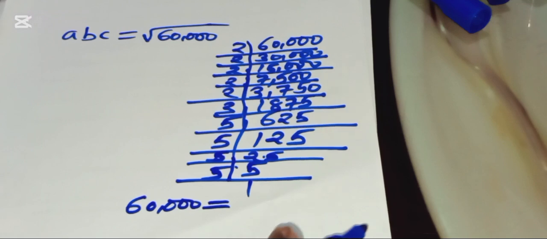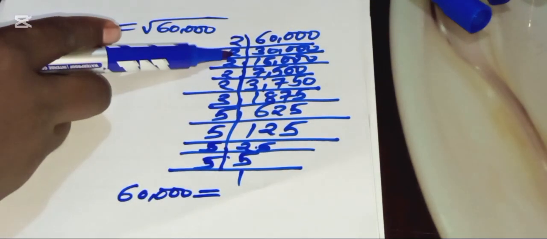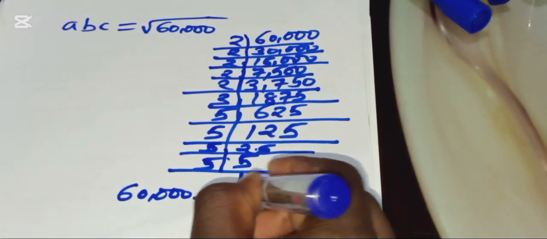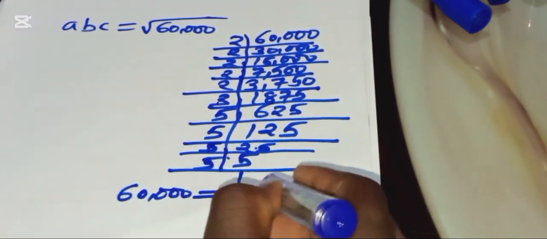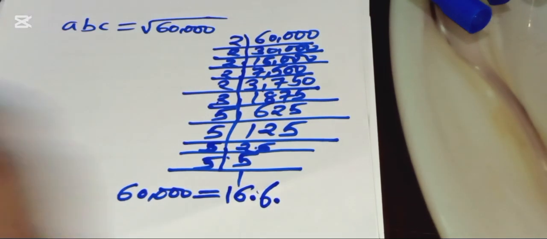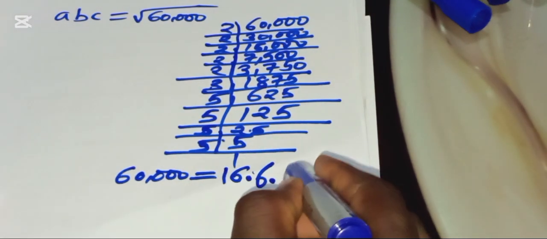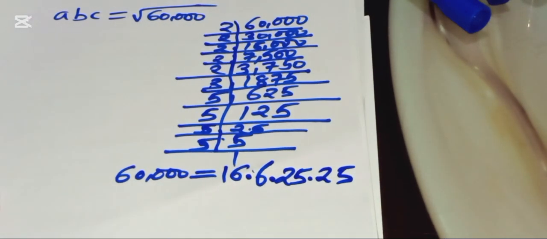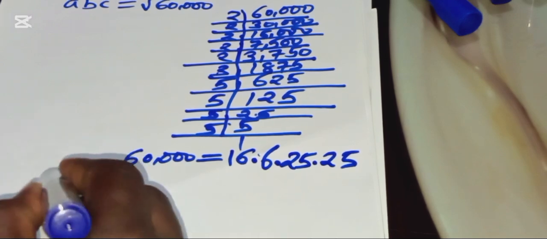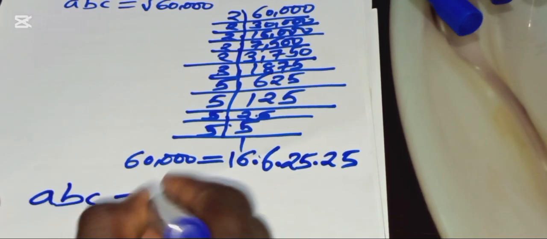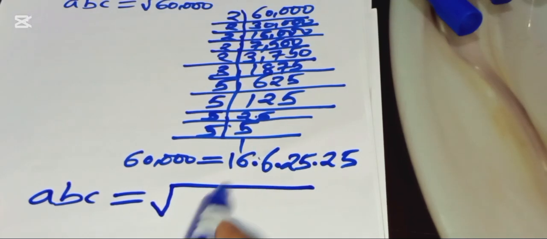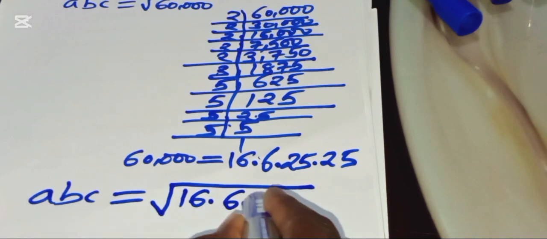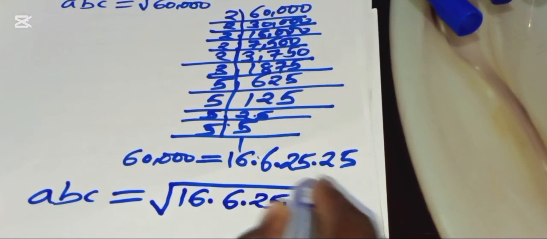All right. So that means we can express 60,000 as, now this is 2 times 2, 4, 4 times 2, 8, 8 times 2, 16. So this is the same thing as 16, multiplying by 2 times 3, which is equal to 6, multiplying by 5 times 5, which is equal to 25, multiplying by 5 times 5, which is equal to 25, right? Now from here, we find that ABC will be equal to the square root of 16 multiplying by 6 multiplying by 25 multiplying by 25.